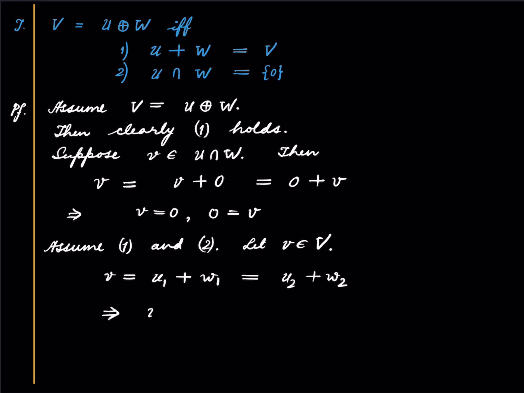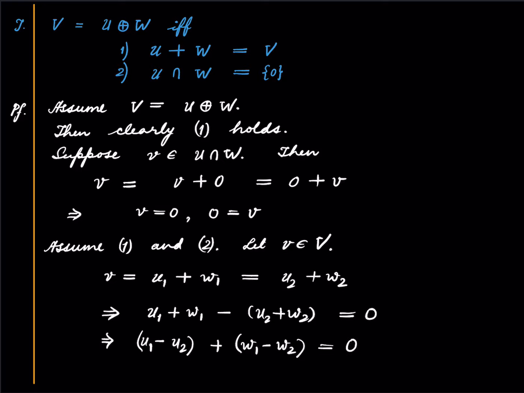But this implies that (U1 plus W1) minus (U2 plus W2) is 0, because both of them are the same, so their difference is 0. This implies (U1 minus U2) plus (W1 minus W2) is 0, which implies U1 minus U2 is W2 minus W1. But this guy is in W because it's a difference of two vectors in W. W is the subspace, so this is in W. Similarly, this is in U.